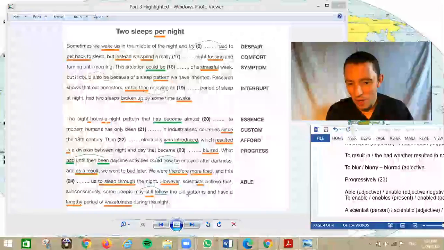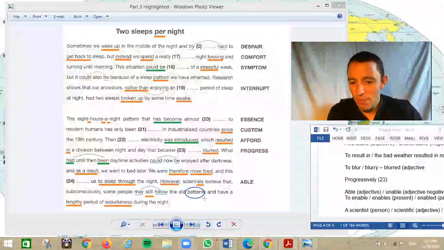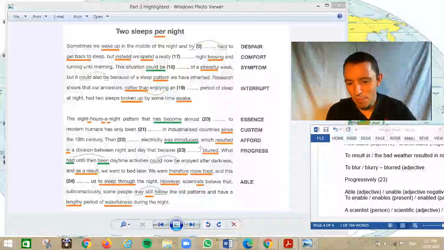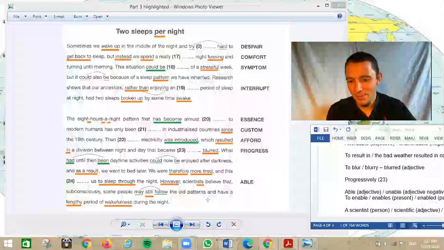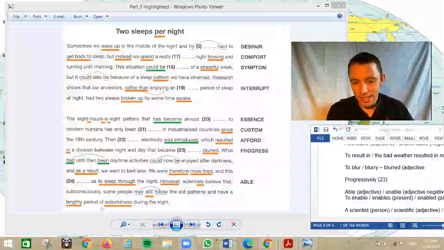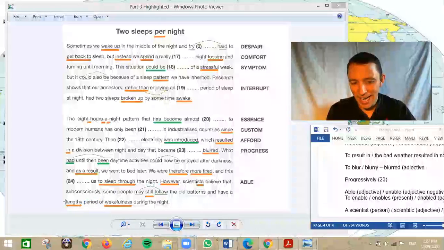So they may still follow the old patterns. So remember, we had pattern at the top. But in this case, it's the plural. So be very careful always with the plural and the detail. And have a lengthy period. So that's the article, indefinite article. The substantive is the period, the noun or the substantive. And lengthy here is the adjective.